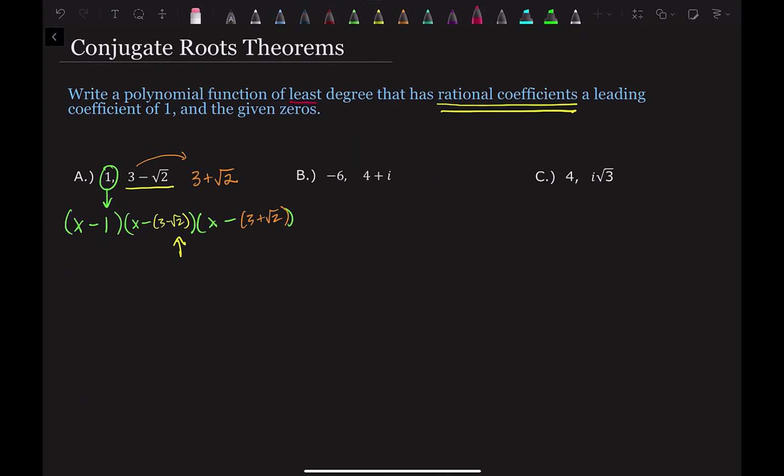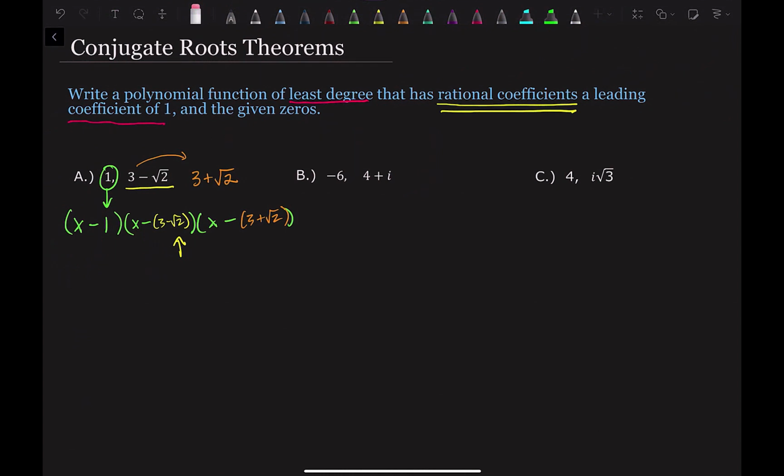They also have least degree. That just means we're not throwing in an extra x factor at the front. I don't think you would want to do that anyway, but we could pump up the degree if we needed to. A leading coefficient of 1, that's one of the criteria. That means we're not going to toss a 3 out front or anything like that. And of course the given zeros. So what are we doing here? We're determining the extra zero that we needed, the 3 plus root 2, using this new conjugate root theorem.